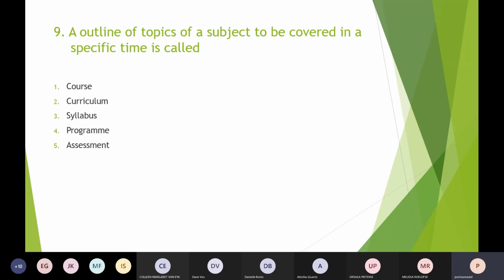Colleen, what do you think? Well, basically, an outline of topics of a subject to be covered in a specific time is the CAPS, and the CAPS is the curriculum. So if I was to read what that sentence says to me, I would say curriculum. CAPS is topics that you have to cover in a specific time, and that is the curriculum. So I would say 2. All right, you'll say 2. Anyone disagree with number 2?